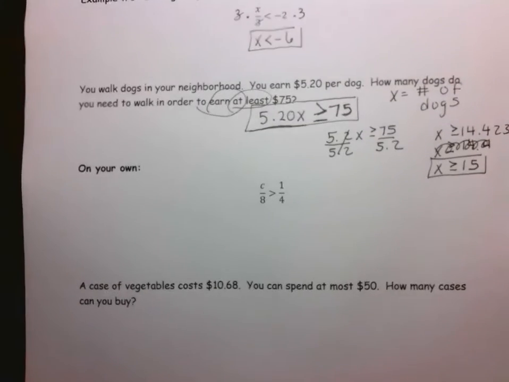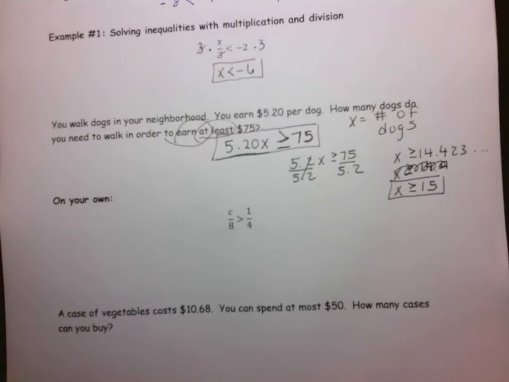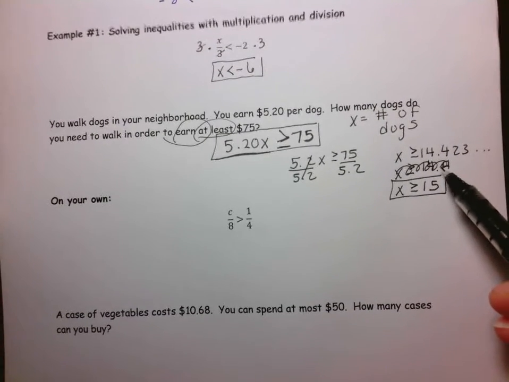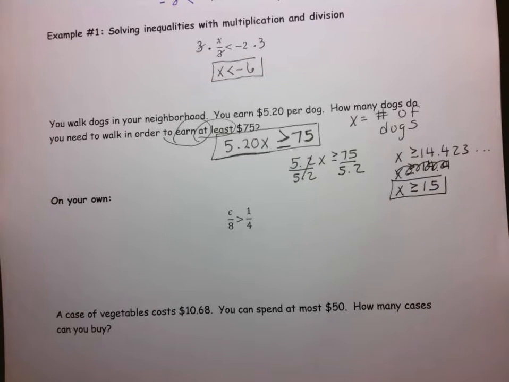And again, if you're not sure why I didn't round this to 14, plug 14 back in and see. Actually, let's do that. So $5.20 times 14. At 14 dogs, I would have only made $72.80. That's not enough. So I have to round to 15 to make it make sense. It's not just get the answer, it has to make sense.